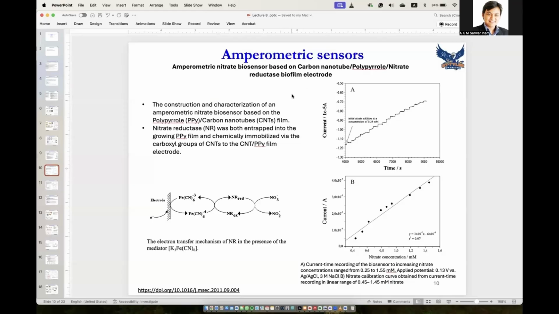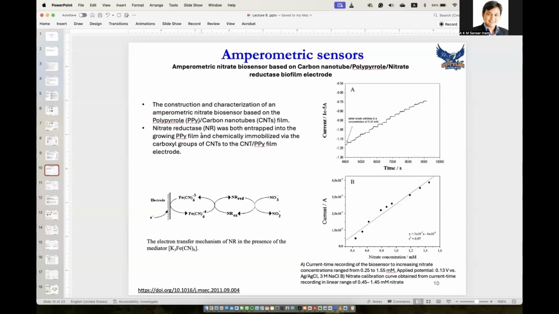They are using the enzyme nitrate reductase, which will capture the nitrate, right? So there will be a reaction with nitrate. That's why we are using the nitrate reductase enzyme, so it will be very specific to detect nitrate.